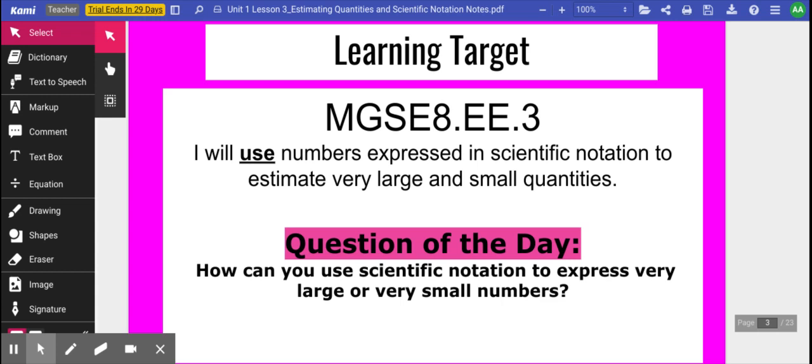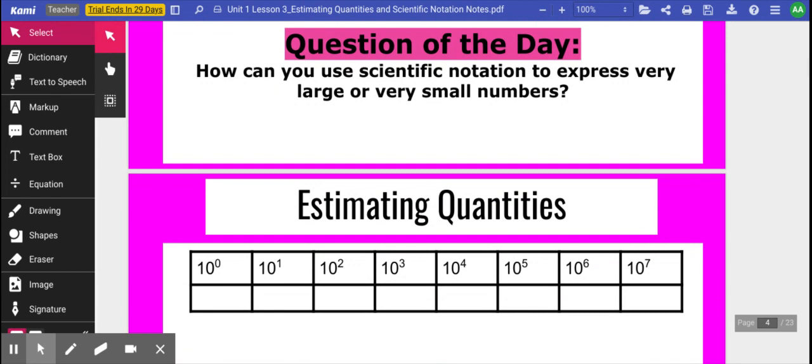Welcome to Unit 1, Lesson 3, Estimating Quantities in Scientific Notation. Our learning target for today: I will use numbers expressed in scientific notation to estimate very large and small quantities. And our question of the day: how can you use scientific notation to express very large or very small numbers?